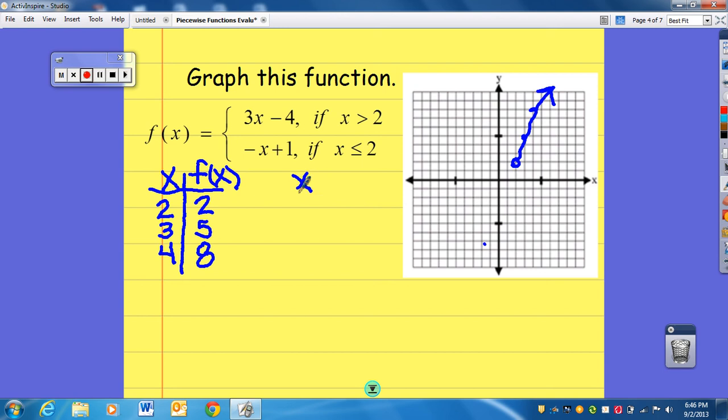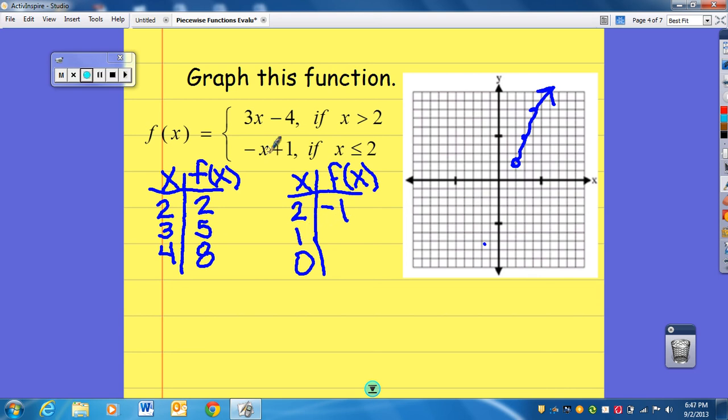Now I need to make a second table of values. I have x and I have f of x. This time my value can be exactly 2. So I'm going to use 2, and then my other x values need to be smaller. So I'm going to continue with a couple of other points, 1 and 0. So I'm going to plug in the number 2 into this equation for this part of the function. So when I put 2 in here, that changes it to negative 2 plus 1, which would be negative 1.